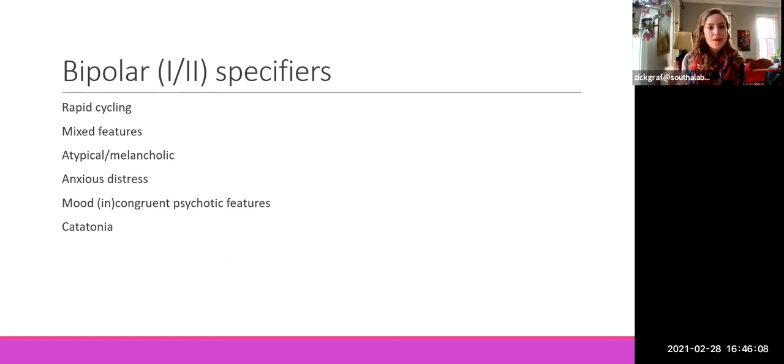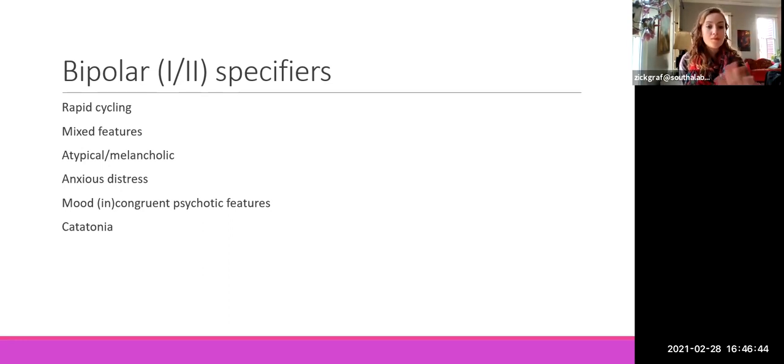Bipolar 2 has the same atypical and melancholic specifiers that depression does. Those specifiers refer to the symptoms that someone has when they're in a depressive episode. Bipolar 1 or 2 with anxious distress also applies to the depressive episodes, but it can apply to the manic episodes too. Someone can be really depressed, but also, as in Andrew Solomon's account of his depression, experience a lot of anxious distress. And as I said, someone can be manic and have really elevated positive mood and lots of energy, but also feel really anxious at the same time.